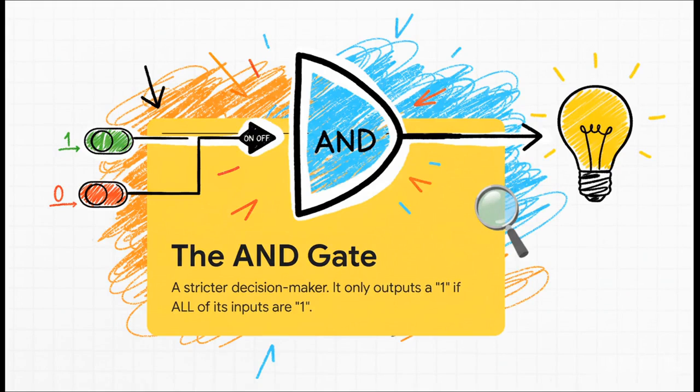Okay, next up, the AND gate. Now this guy is a lot stricter. I like to think of him as the bouncer at a super exclusive club. He's only going to let a 1 out the other side if, and only if, all of the inputs are also a 1. If even a single 0 shows up, nope, the output is 0, no exceptions.